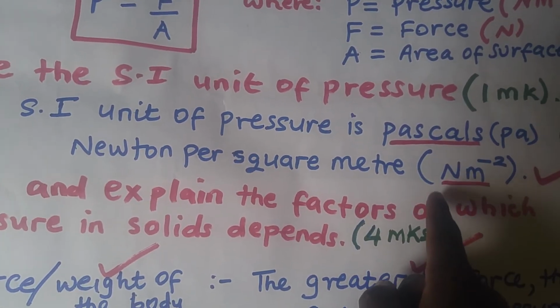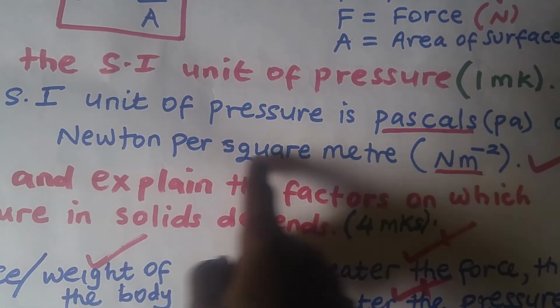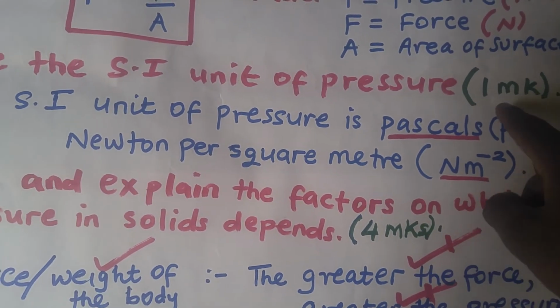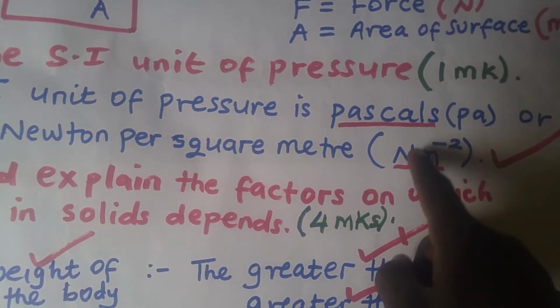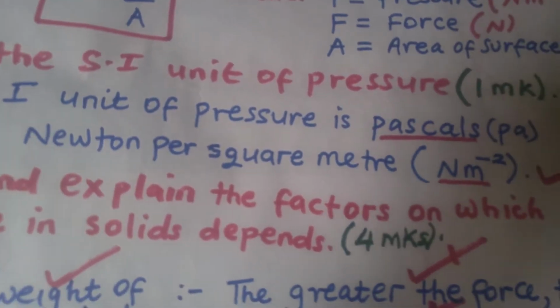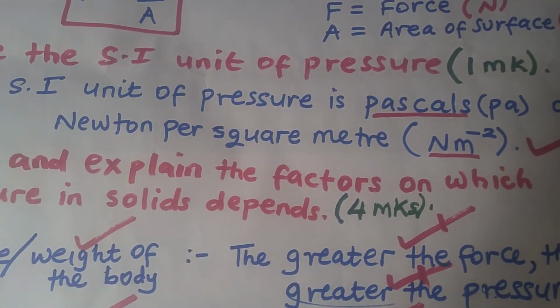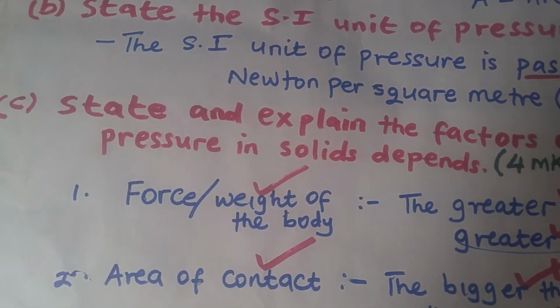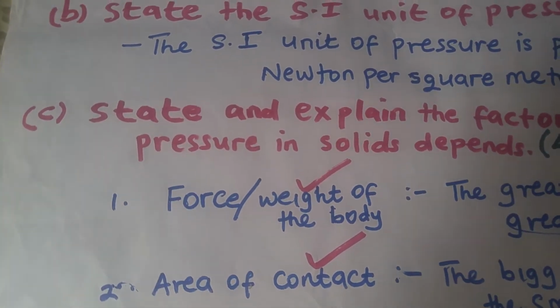So it is up to you. You either write in full or you write in short, but you will still be correct. And if the question was 1 mark, you simply get it, whether you have mentioned Pascals or Newtons per meter squared. Now let's go to another interesting question here.